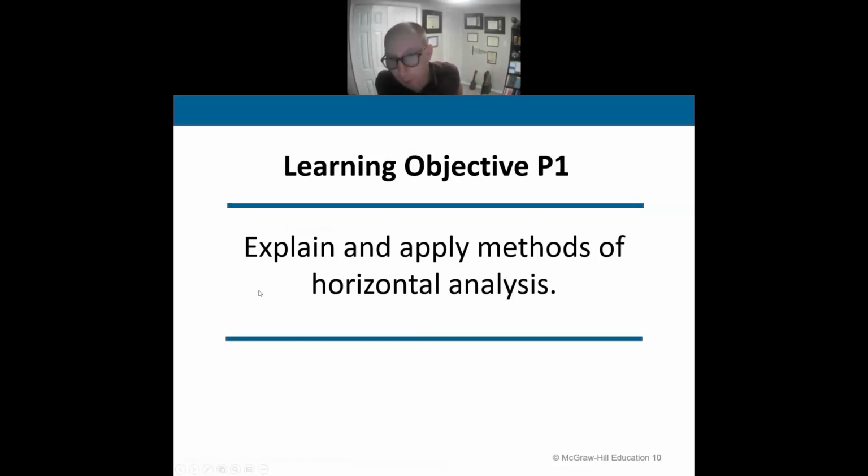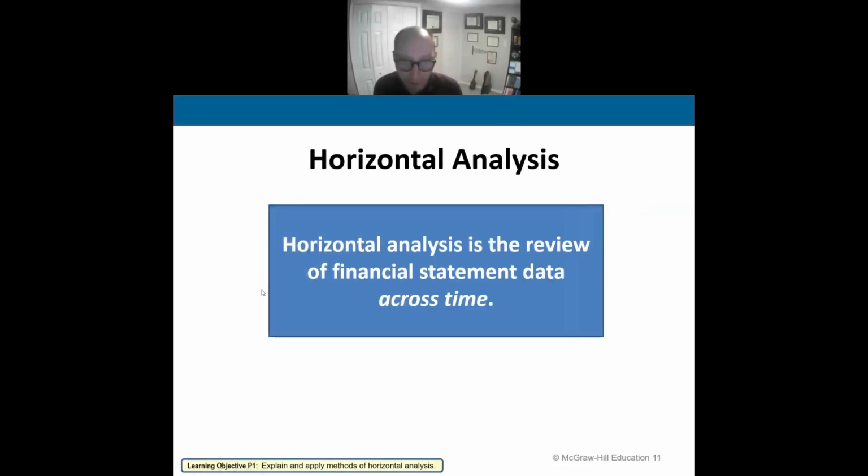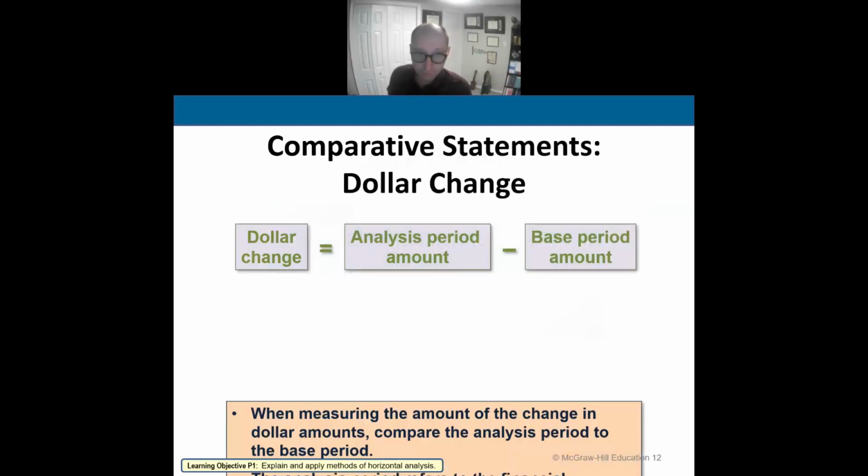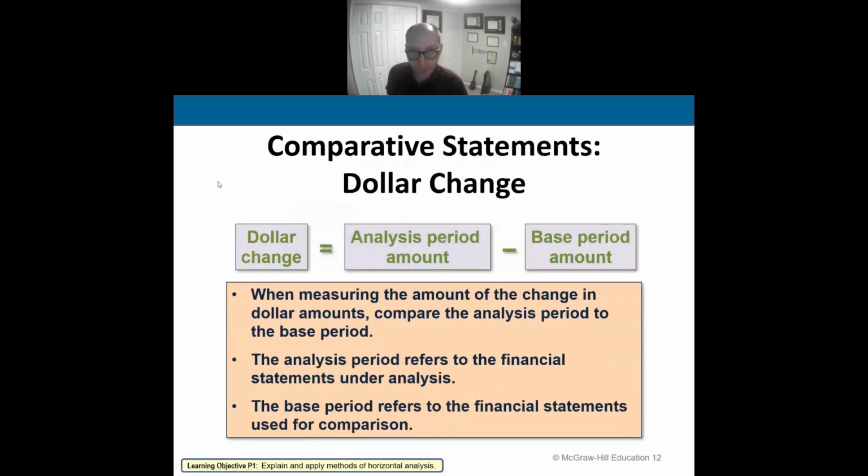So let's take a look at that horizontal analysis first, the one I told you about, where we look at data from year to year. Now, when I'm looking at data from year to year, the financial performance from year to year, I do two things. I compute the dollar change, and I also compute the percentage change.